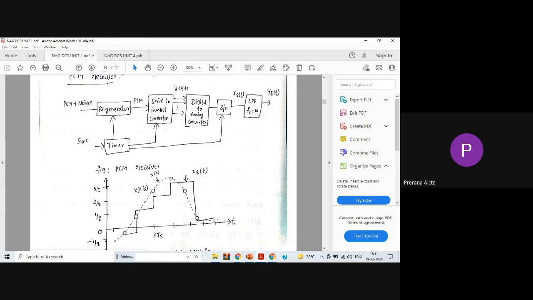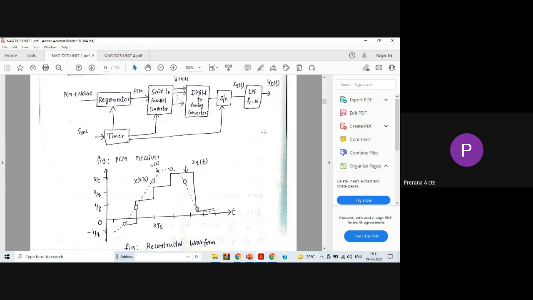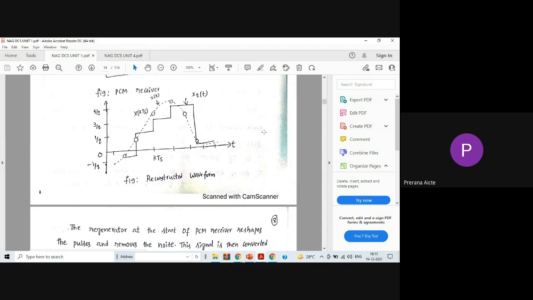Then it is applied to the low pass filter, which allows all the samples which possess the frequency W, that is omega. So how do you reconstruct the waveform? Like this. So what is the signal? X of t, nothing but the recovered message signal from the pulse code modulated signal. This staircase waveform represents the quantized signal, and this dotted line represents the sampled signal.